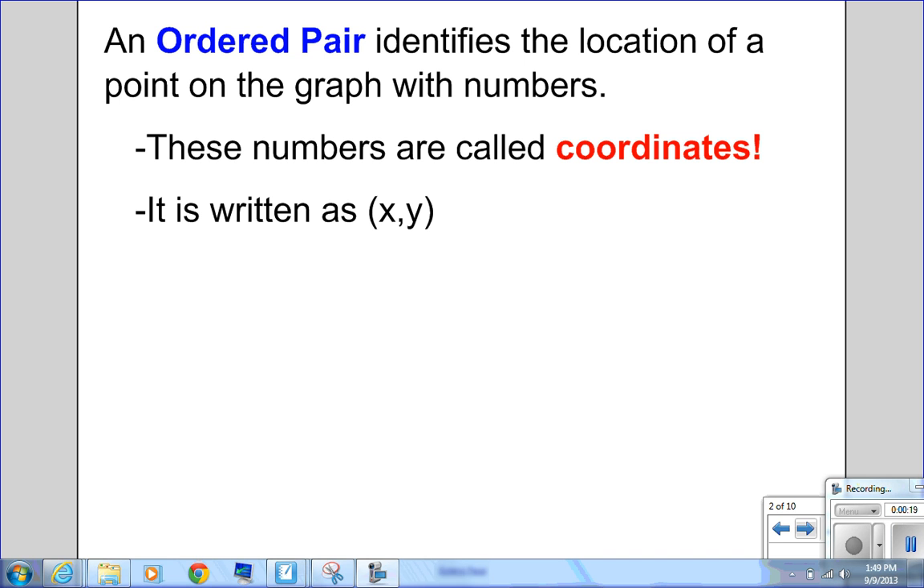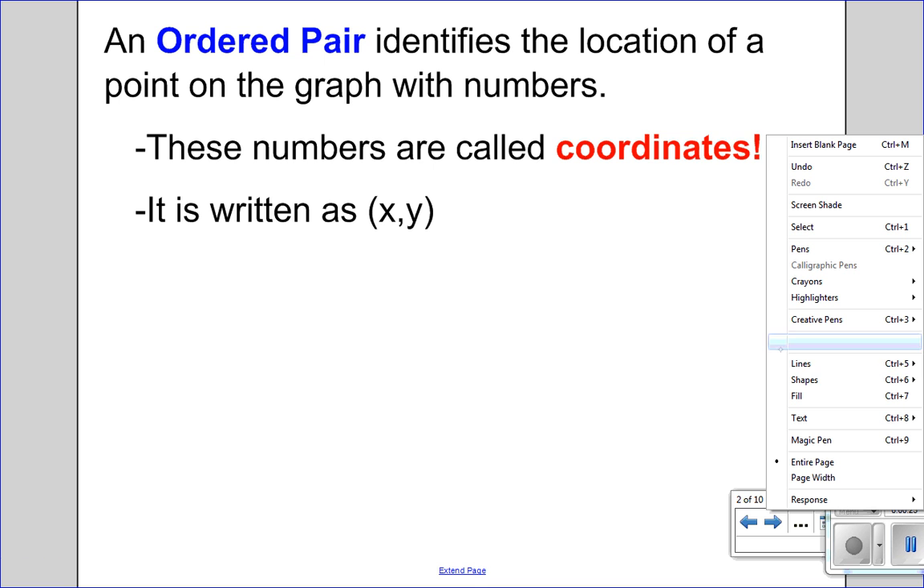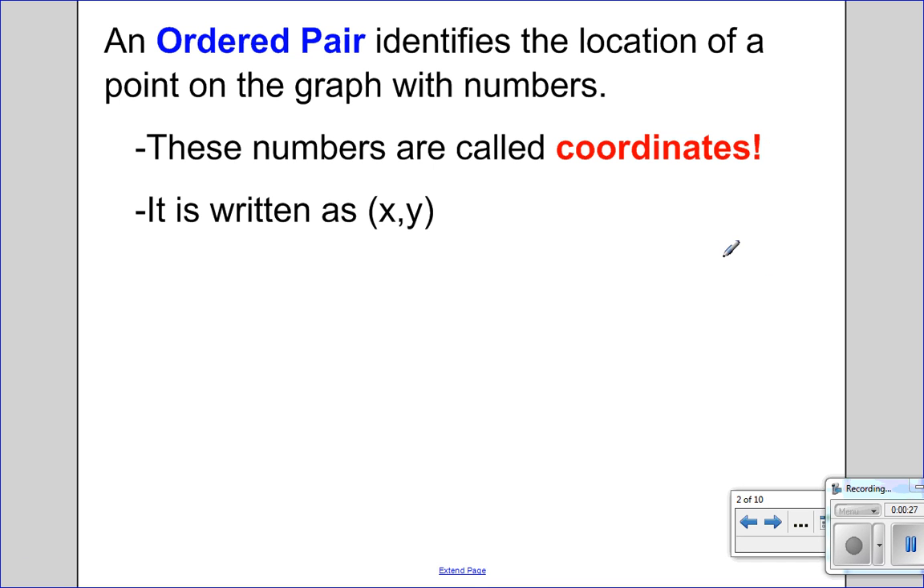So whenever you're looking at an XY coordinate plane, an ordered pair defines the location of a point on that graph. For example, if this is the XY grid, we can identify the location of this ordered pair. These numbers are called coordinates. This is a coordinate point, and it's written in the form of (x, y). So that's important. Write that down if you're not sure of what an ordered pair is.